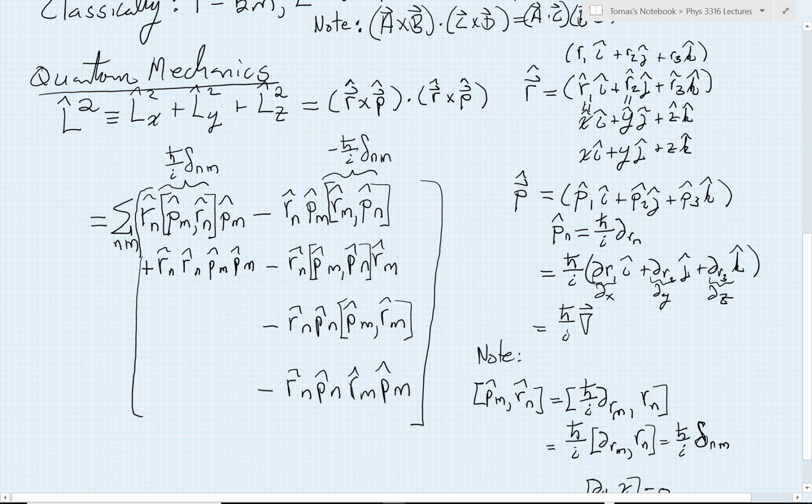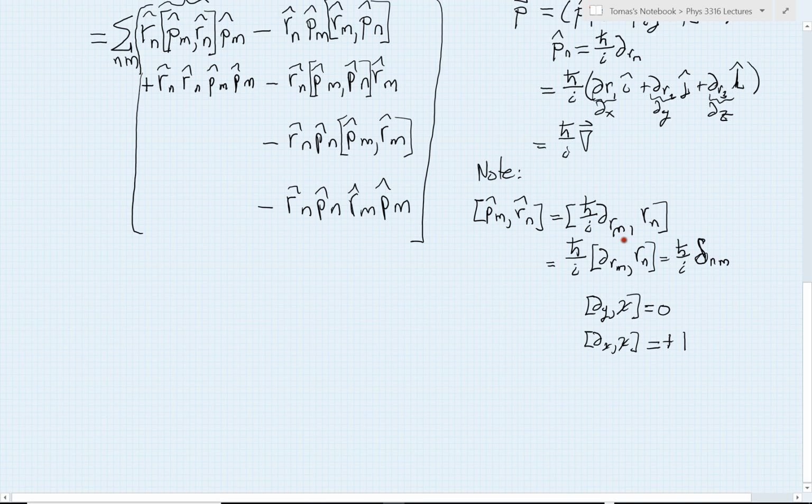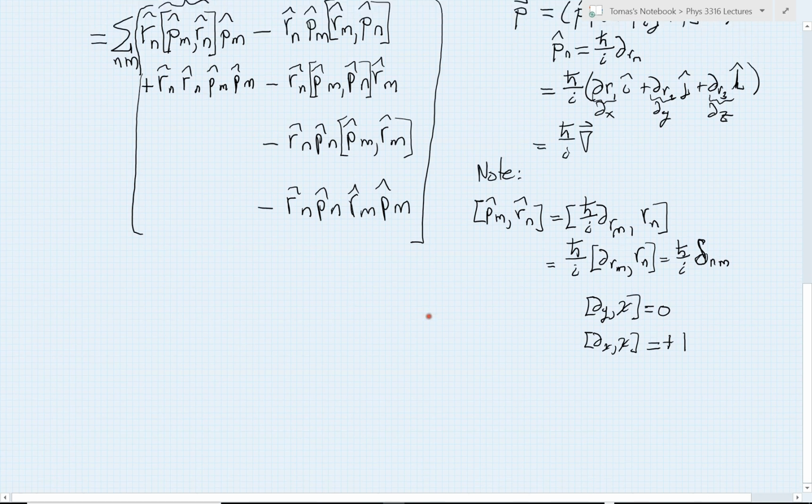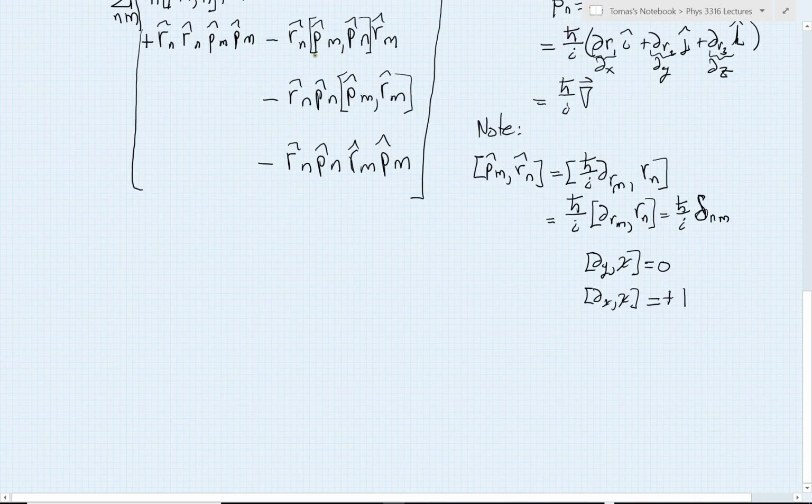Now, this one, I think, is pretty interesting. We haven't seen that one yet, so let's look at that. So if I'm commuting two different momenta, so if I had p hat m commuted with p hat n, each of my p hats will give me a factor of h bar divided by i, so there's going to be two of those factors I can pull out. And then I'm looking at the commutator of partial derivatives with respect to various coordinates, r_m and r_n.